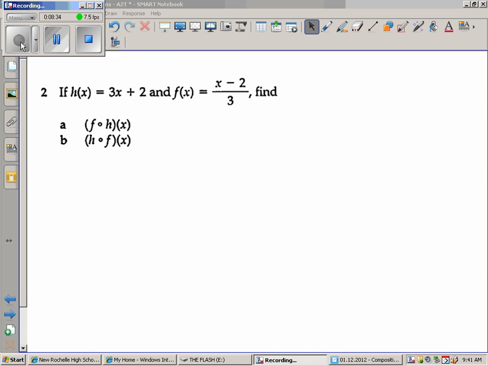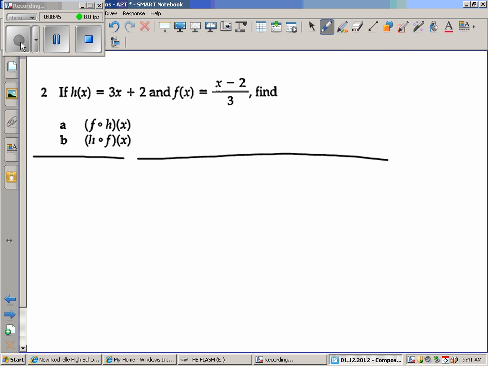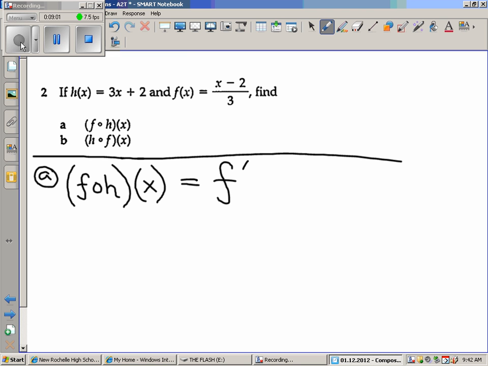How about this one? Let's play again one more time, subbing equations into each other because, well, sometimes they're not as nice as the other ones we just did. How about A? F of h of x. So we're going to rewrite that. That's the same thing as me saying f with h of x shoved into it.